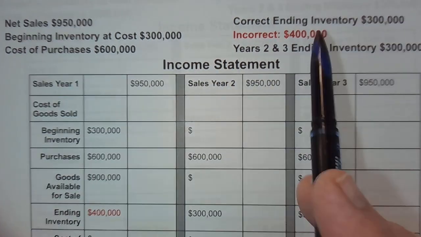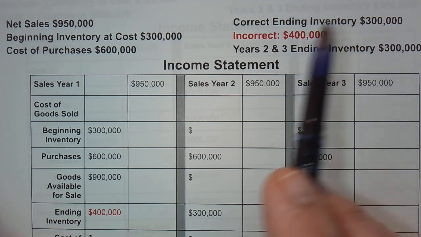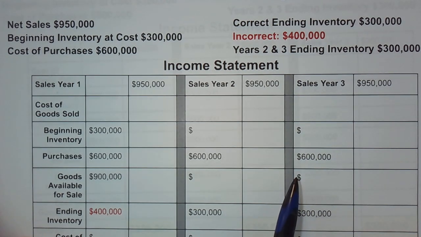Of course, in our example here, we're going to have the first year have an incorrect ending inventory, and we're going to see how that plays out. But every other variable is going to stay exactly the same.